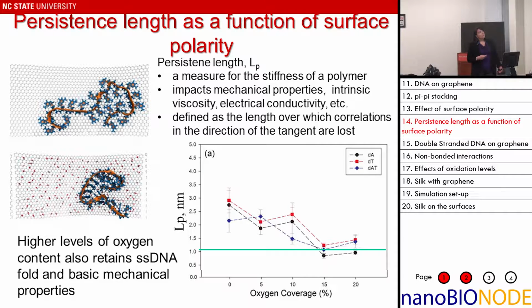And it's also known from an experimental perspective that we can impact mechanical properties, electrical conductivity, all kinds of different things by changing the persistence length of the molecule. So here's the measure of the persistence length. This baseline here represents the approximate persistence length, again calculated by us, of the DNA in solution. And this is oxygen coverage of the graphene. So this is pure graphene, this is 20%.